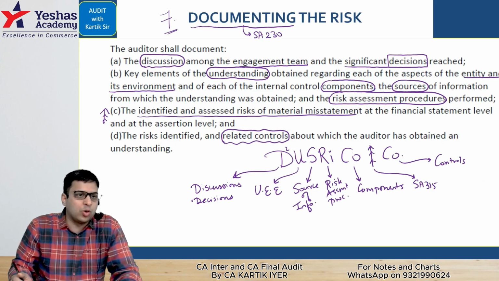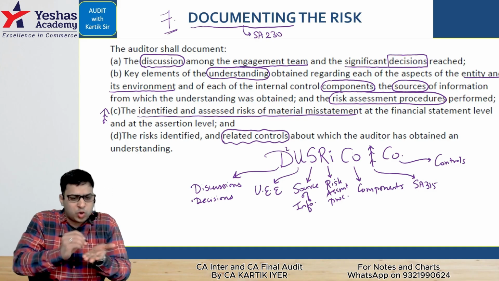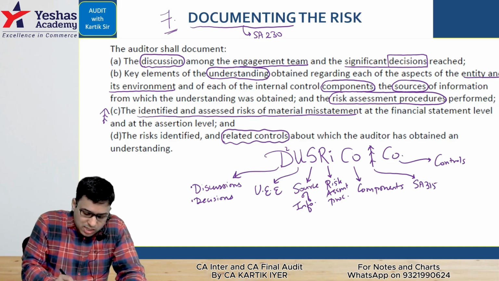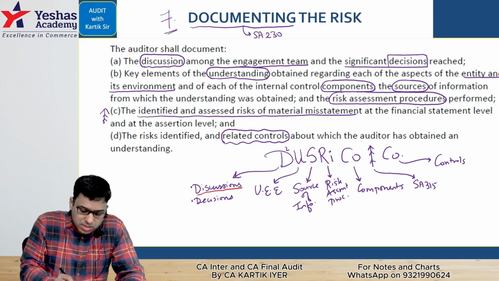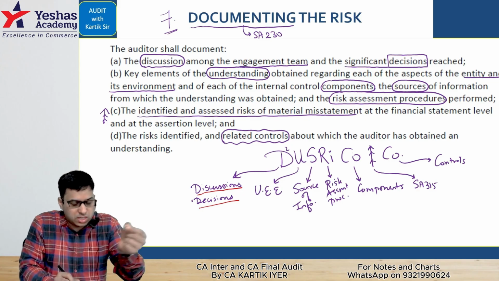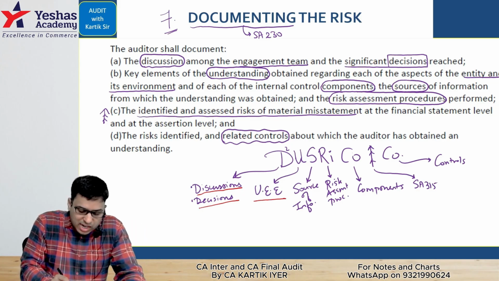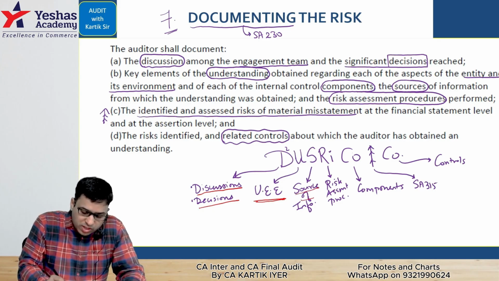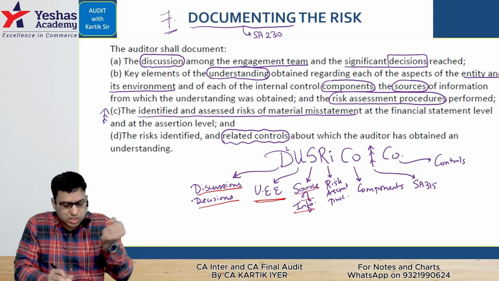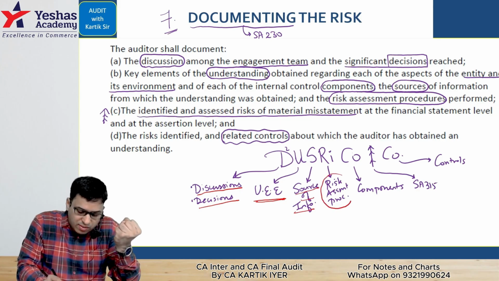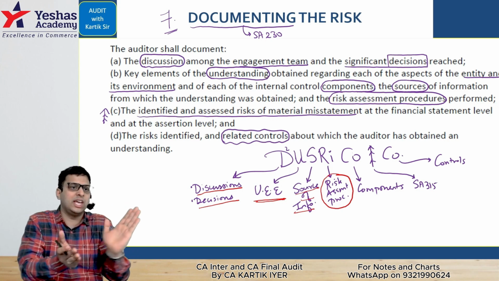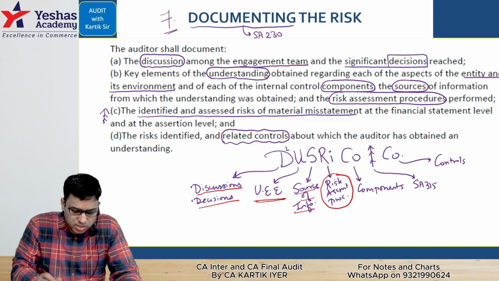I'll show you the code. We had a code called Dusri Coco. Very easy area. So what all will you document regarding risk in our audit documentation? First was discussions with the team members. Next is whatever decisions we took. Understanding of the entity and its environment, whatever you understood, you will note it down. Next is source of the information. Where are we getting the information from? Risk assessment procedures that we did. That is basically, again, your analytical procedures, observation, inquiry, inspection. That is your risk assessment procedures.